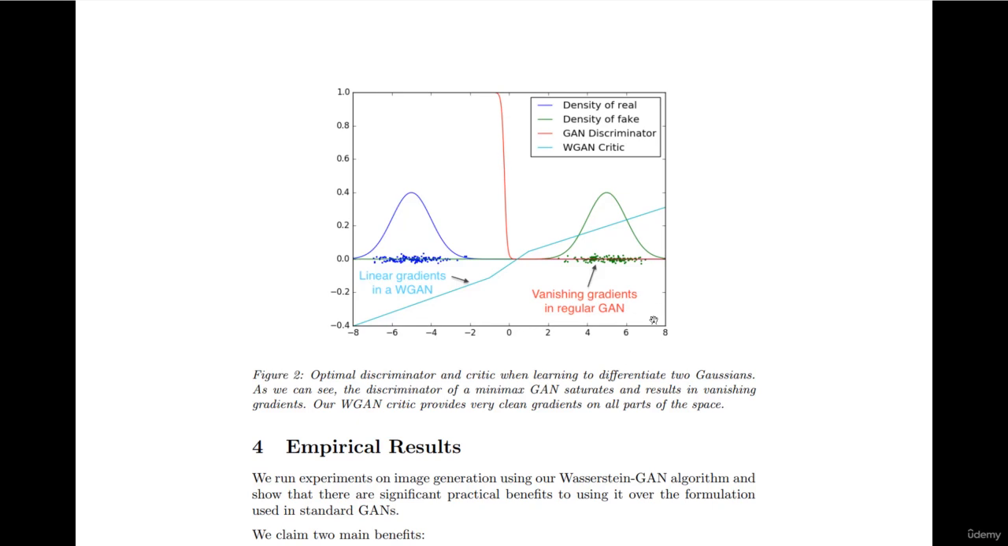As we can see from this figure, with the density of real data and the density of fake data, we have the GAN's discriminator with gradients, which is in red, as you can see right here, which turns 0 from a certain point, while the WGAN discriminator actually maintains linear gradients all through. So the discriminator of a minimax GAN, that's the normal GAN, saturates and results in vanishing gradients, while that of the WGAN critic provides very clean gradients in all parts of the space.